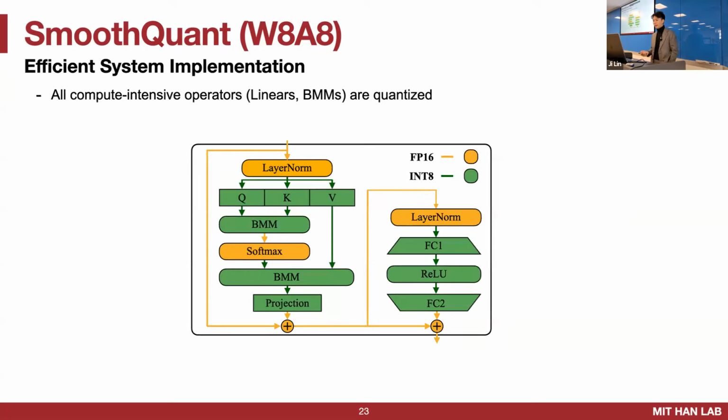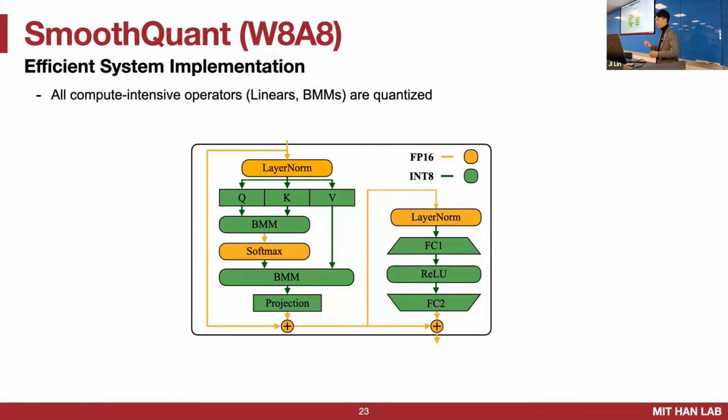And of course, this is basically the algorithm side of our SmoothQuant, because we are smoothing out the outliers, so that's why we get this naming. But on the other hand, if you want to get some real hardware acceleration, for example, if you want to make it run fast on GPUs, we still need some efficient system implementations.